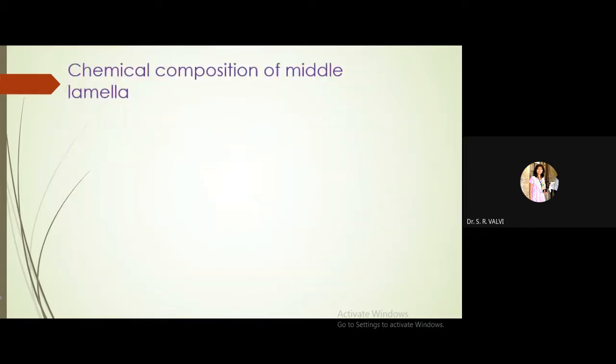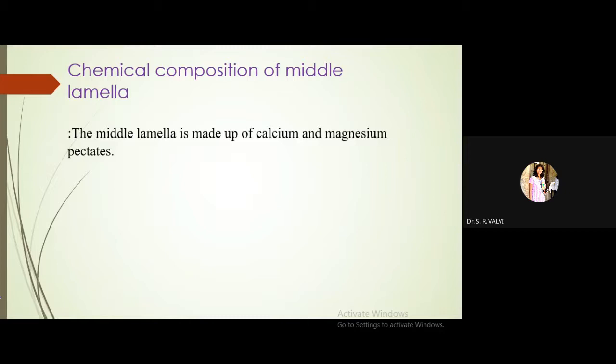Now, see the next. What is the chemical composition of middle lamella? So here, students, please do remember in every part of the cell wall you have to remember the chemical composition of it and the function of it. So middle lamella is made up of calcium and magnesium pectate. Okay, Ca and Mg pectate is the chemical composition of middle lamella.